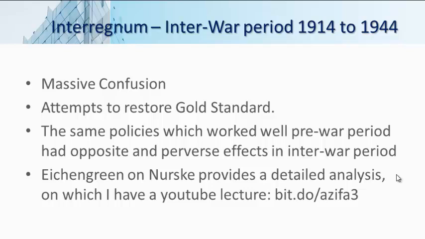Over the period 1914 to 1944, between the two wars, there was massive confusion in both philosophy and practice. The central banks were all trying to go back to the gold standard, because there was this concept that the gold standard had brought us a huge amount of prosperity, and so the way to get back is to go back to this. But now, as we have studied, the same policies which worked very well in the pre-war period failed to work in the interwar period. And we have gone through this in detail.